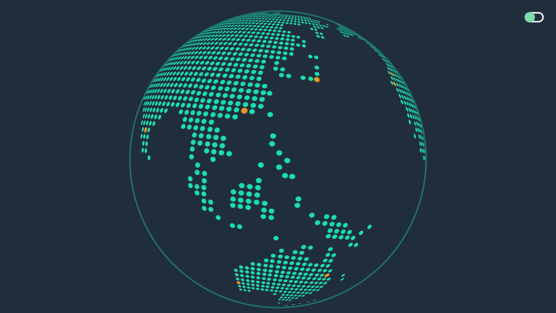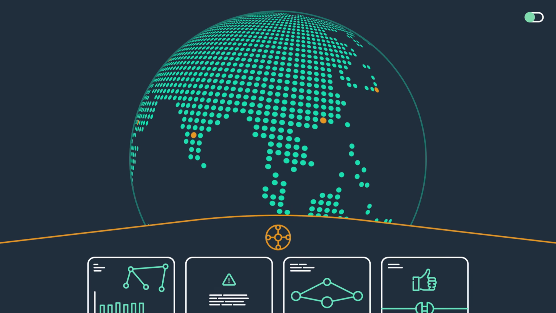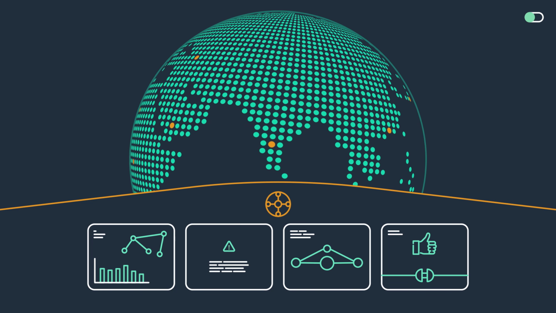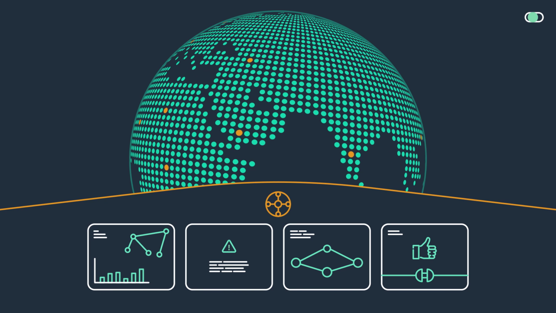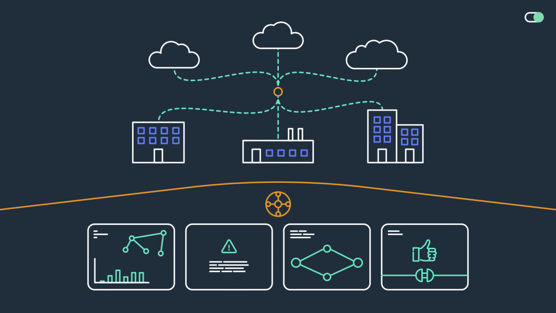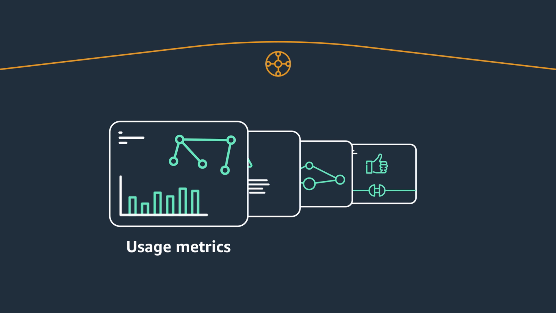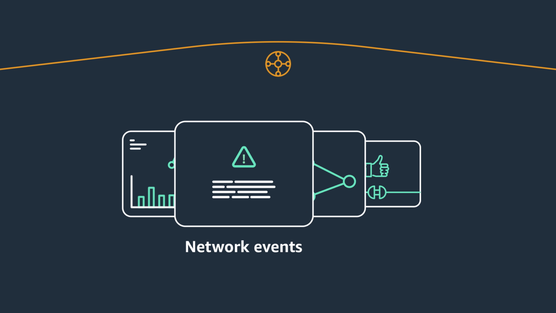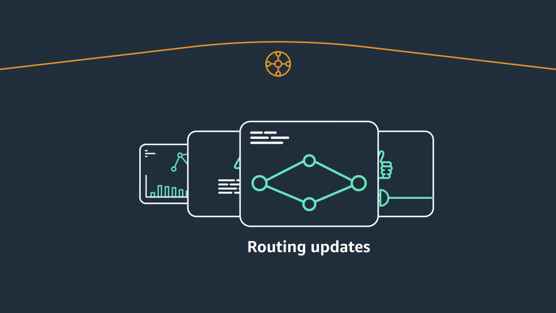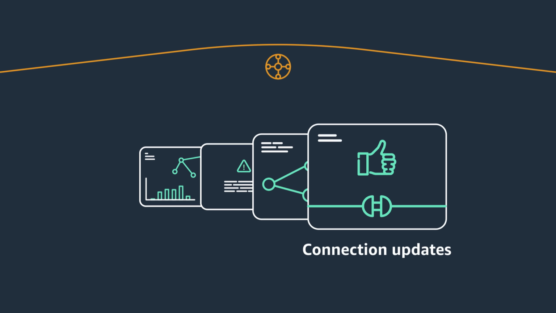Now you can monitor and manage your global network from a centralized operational dashboard. See your global network through geographic views and interactive topology. Review usage metrics from connections to your network, events for network topology changes, routing updates, and connection status changes.